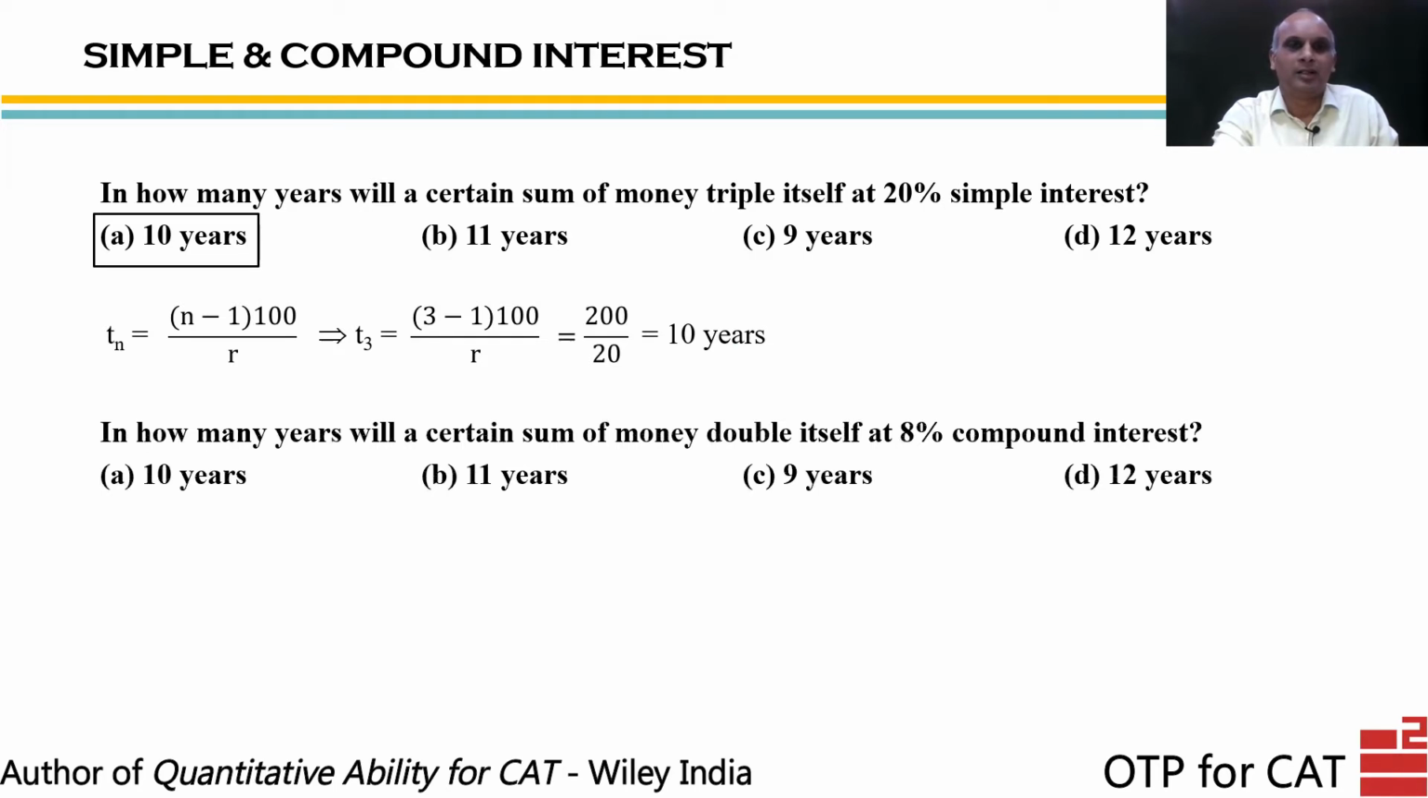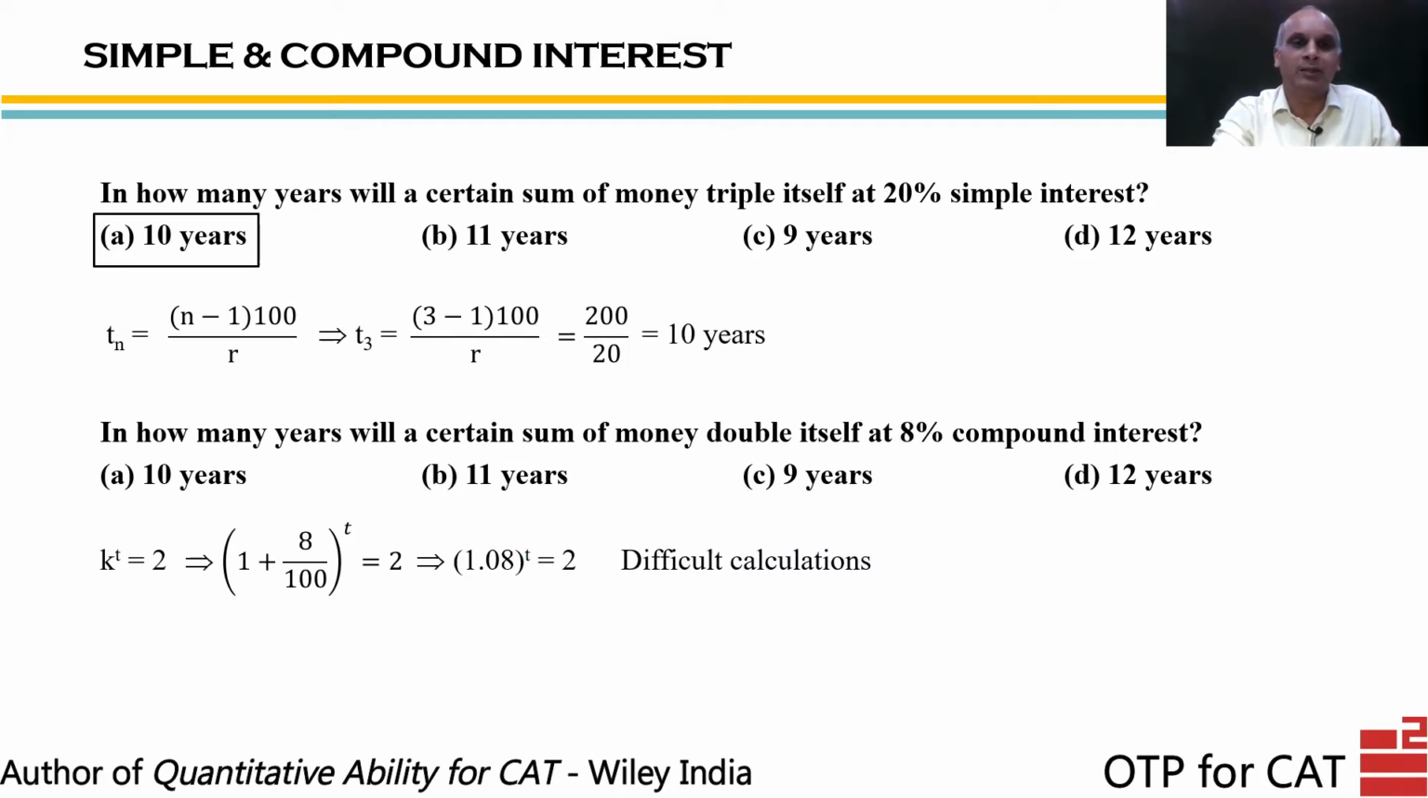Okay, next problem. Now we have to use the compound interest situation. Rate of interest is 8%. We want money to become double. So K to the power T equals 2. K is what? 1 plus 8%. So it is 1.08 to the power T equals 2. Now we are stuck because this calls for difficult calculations to find the value of T.